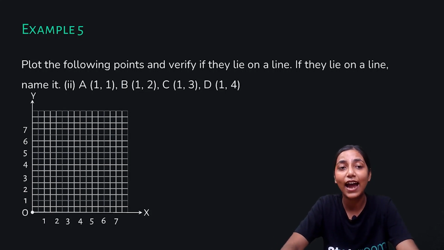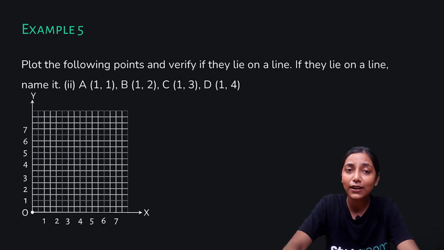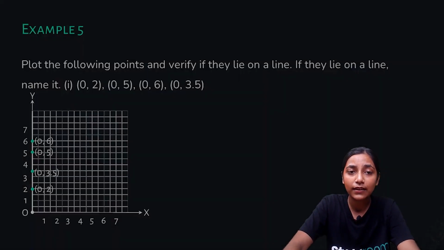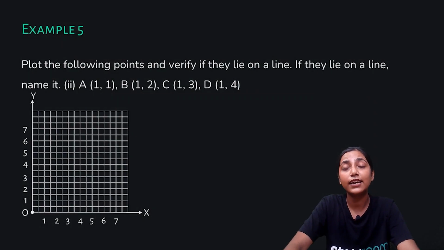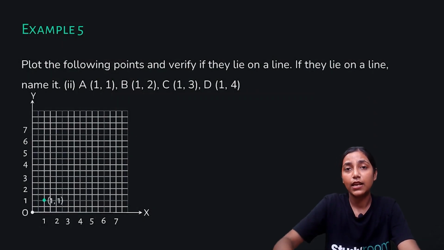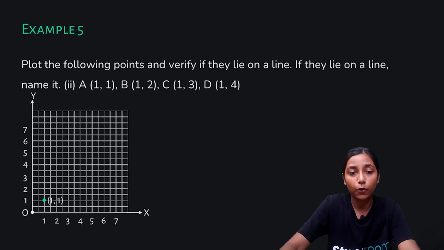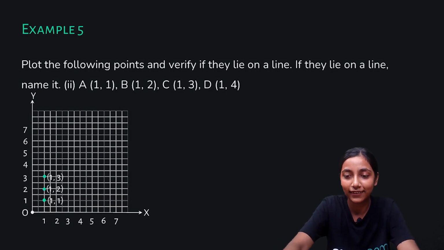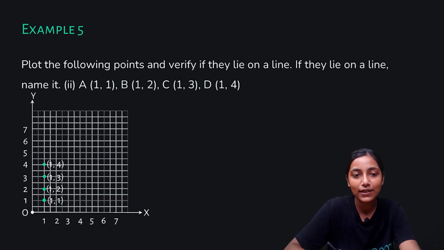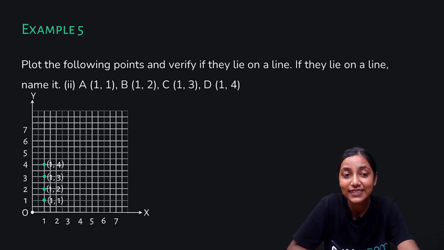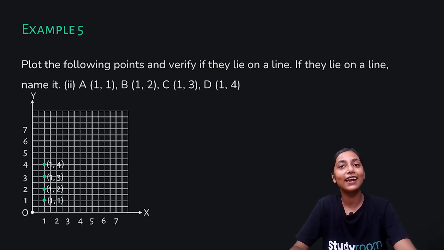Do it yourself and do as much practice as you can. If you're not able to do it, go back to the previous example and check how I did it. When you solve it, you will get your points 1, 1 here, 1, 2 here, 1, 3 here, 1, 4 here. So these are all the points A, B, C and D. And if you further check, then you will see that yes, all these points are lying on the same line.